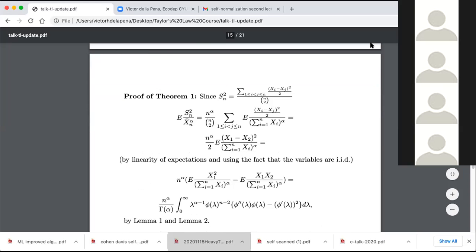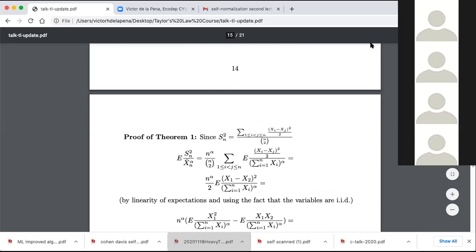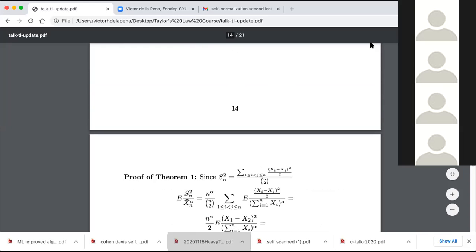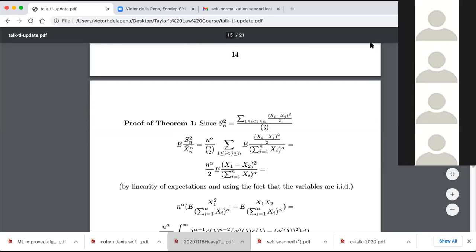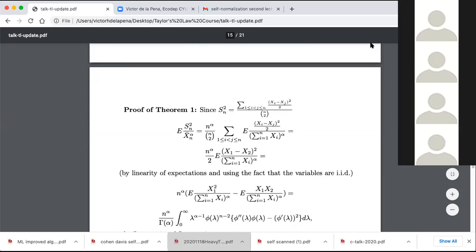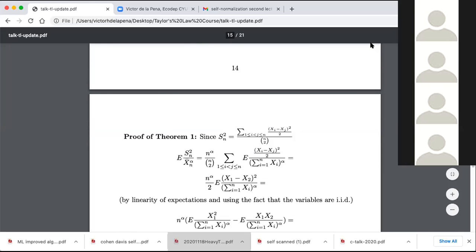Now, I am going to expand this expectation, the (x1 minus x2) squared, into x1 squared minus 2 x1 x2 plus x2 squared, but the xi's are IID. So this can be written as the expected value of x1 squared, I was dividing by 2, but I have 2 of them, minus 2 times the expected value of x1 x2, over the sum of xi to the alpha, but I have 2 on the bottom, so that's how we obtain this line.